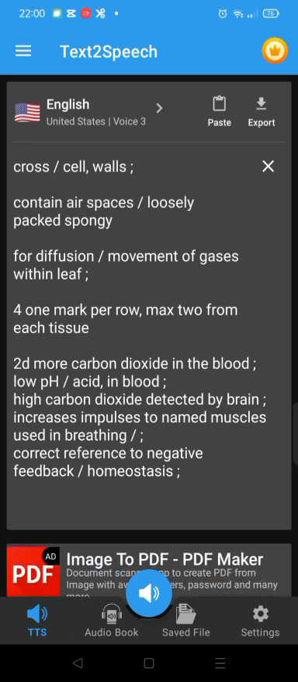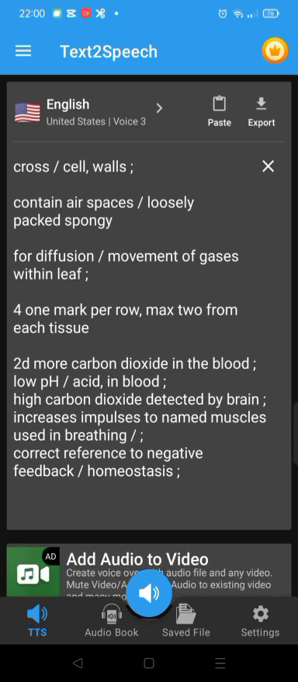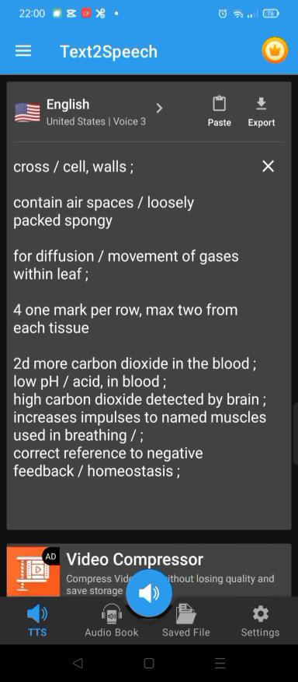Glucose is produced by photosynthesis. Light energy is trapped by chlorophyll. Light energy is converted to chemical energy. Carbon dioxide and water react together to produce glucose and oxygen.